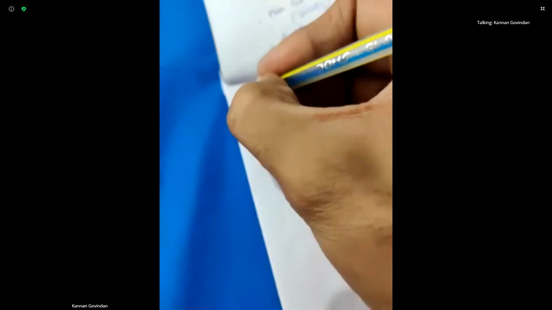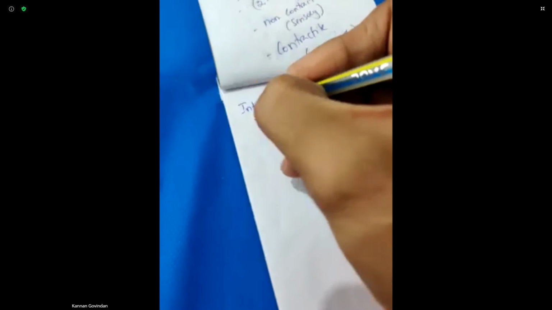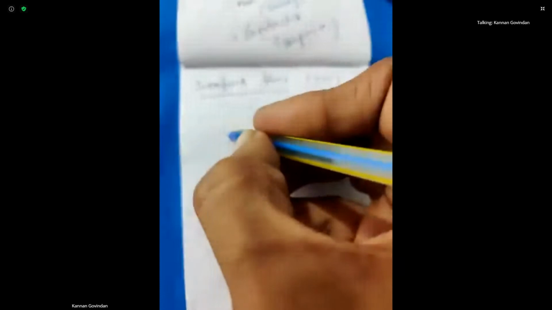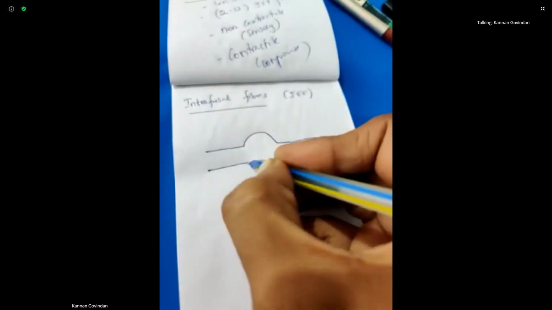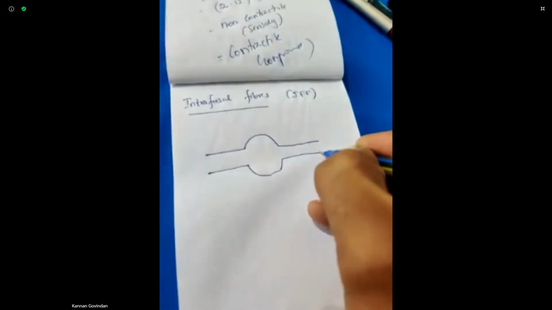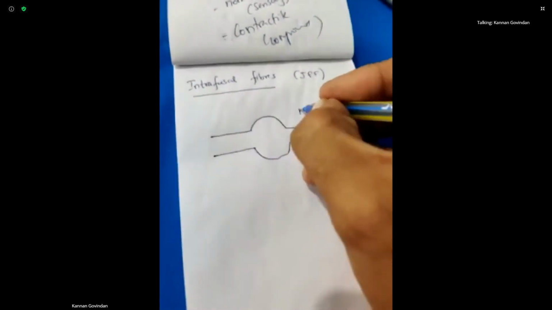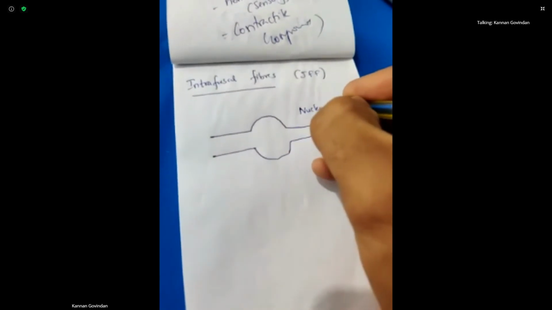Now going to the types of intrafusal fibers. This will be a bit confusing. Intrafusal fibers are of two types. First, we have a type of fiber which is dilated in the center, with a bag-like appearance. This fiber is called the nuclear bag fiber.